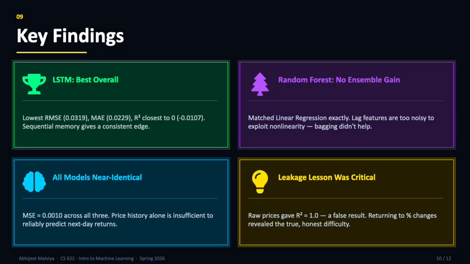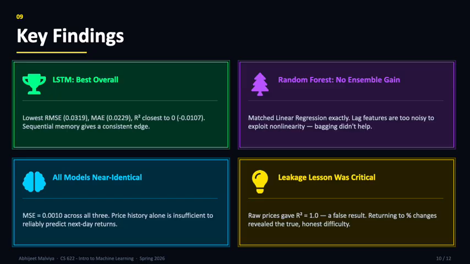So let me summarize the 4 key findings. First, LSTM is the best overall model with the lowest error across every metric. Second, random forest showed no ensemble gain over linear regression. This tells us the signal in lag features is simply too weak and noisy to exploit nonlinearity. Third, all 3 models being nearly identical confirms that price history alone is insufficient to reliably predict returns. More powerful features like sentiment data, options flow, or macro indicators would likely be needed.